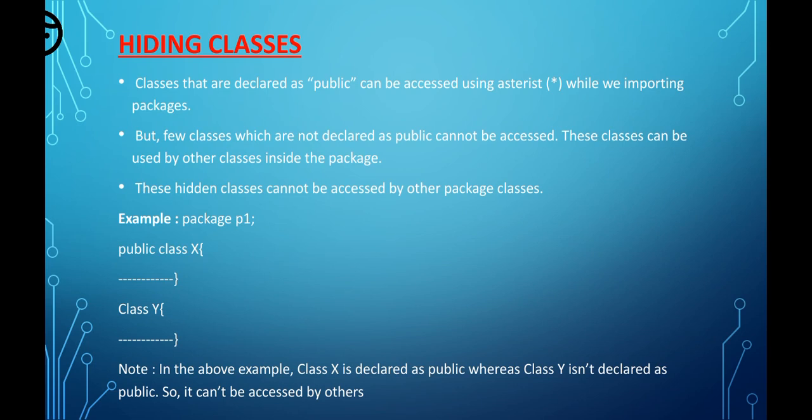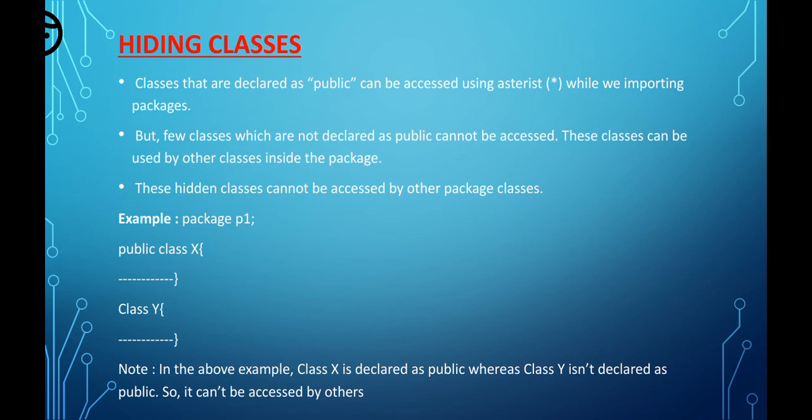If we don't use asterisk at the end, it doesn't access public classes. But the few classes which are not declared as public can't be accessed. So these classes can be used by other classes inside the package. The classes which are not declared as public can't be accessed by an outer package or outer classes. They can be accessed within the package. So these hidden classes can't be accessed by other packages' classes.